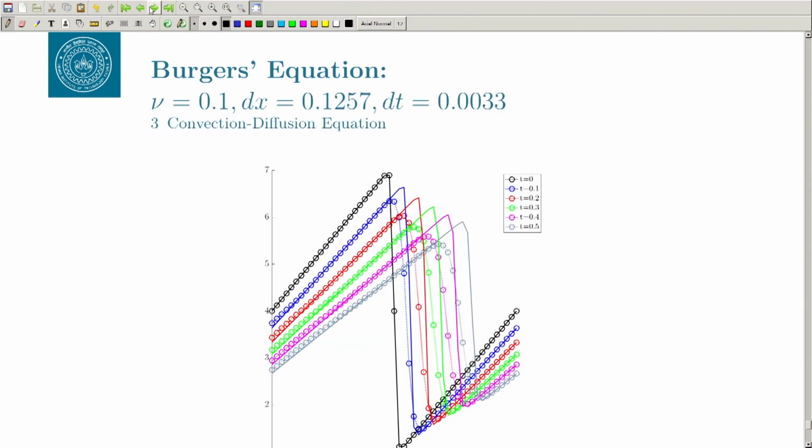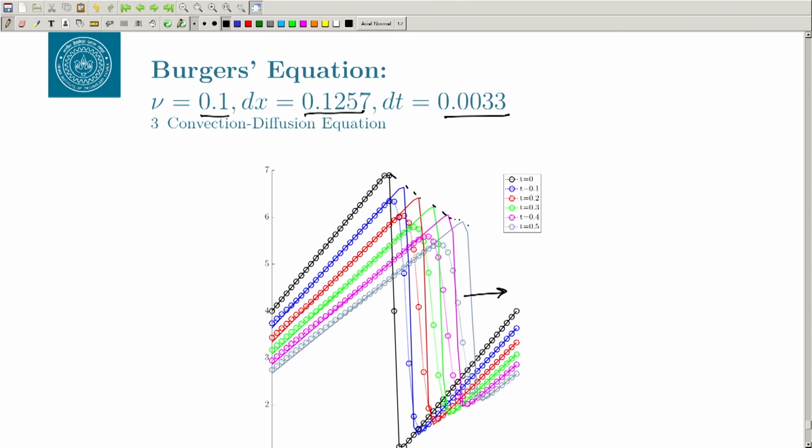So, I will show you the comparison between the analytical solution and the numerical solution for this problem. I have taken nu equal to 0.1, it is a coarse mesh, dx equal to 1257, and dt is 0.0033, and what you see here, the lines are the analytical solution. Okay. You can see that the magnitude is going down in this direction, that is because of the diffusion, and remember this is an analytical solution, so there is no numerical diffusion here, and it is convecting to the right, that is because of the convection, right.